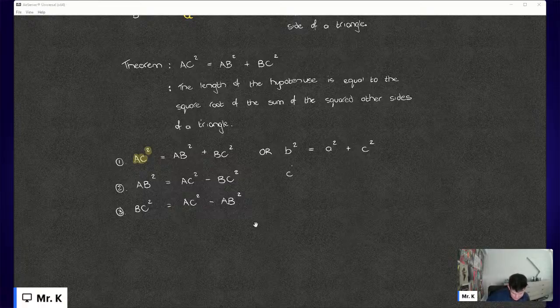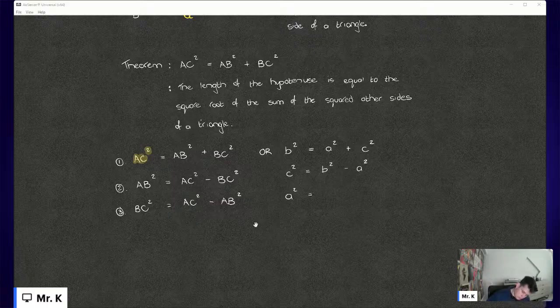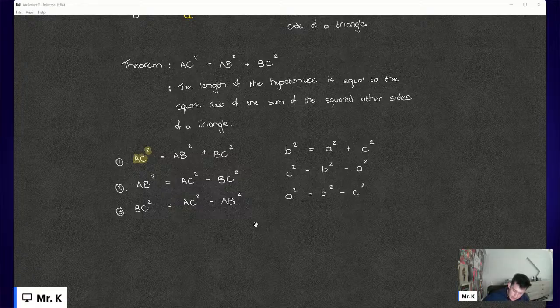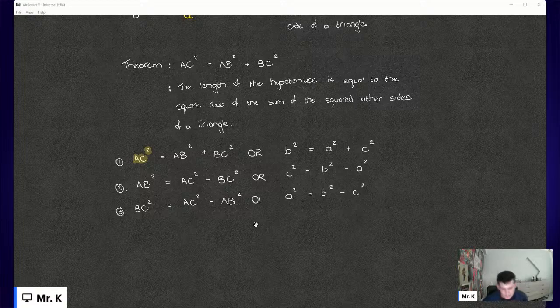Then we could say C squared is equal to B squared minus A squared, or finally A squared would be equal to B squared minus C squared. So these are essentially your three variations of the rule written in two possible formats, and they're just helpful to understand.